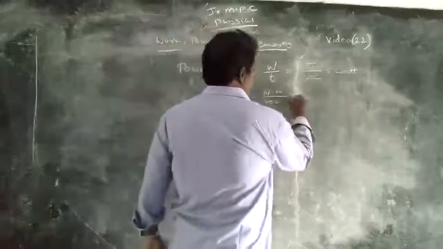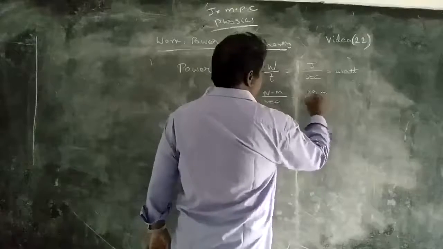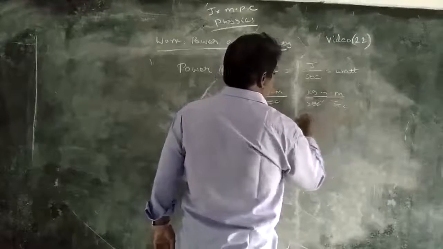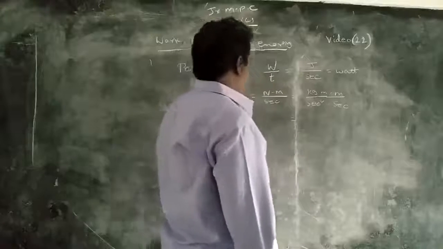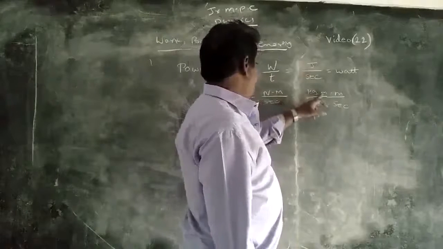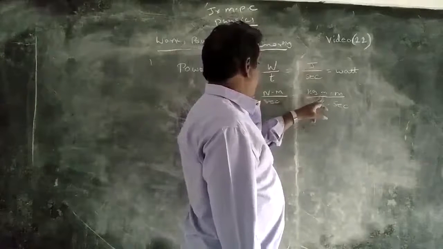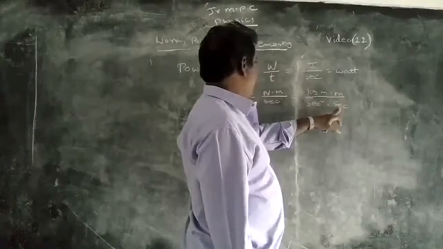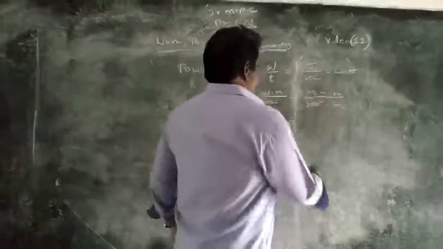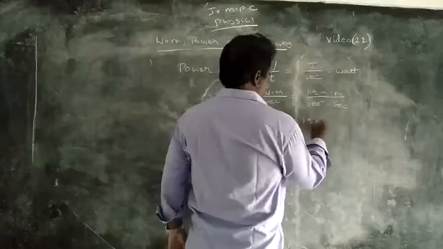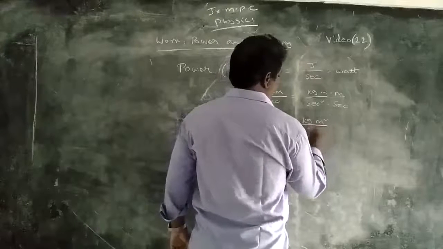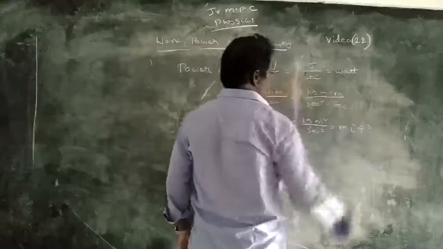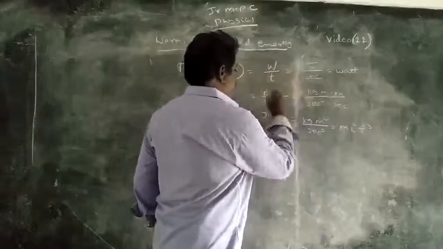Newton meter should be written like this: kg meter per second square. Again there is one more meter and second. Newton will be kg meter per second square. Again meter, and again there will be one second. It will become kg meter square. M square T minus 3. This is the dimensional formula for power.